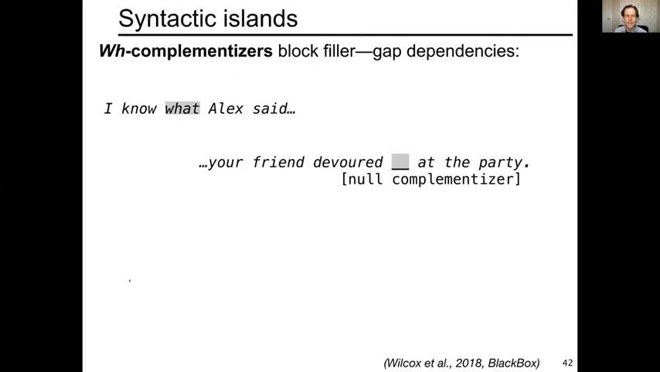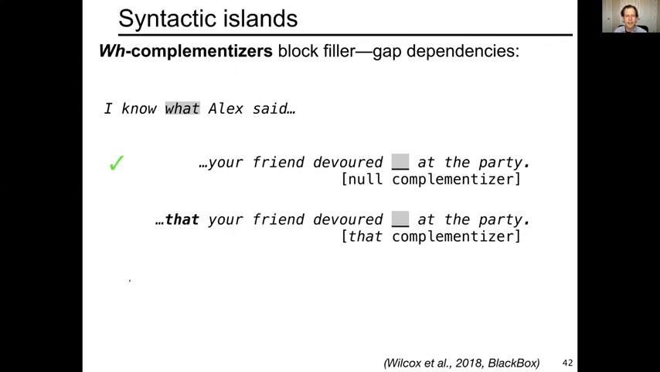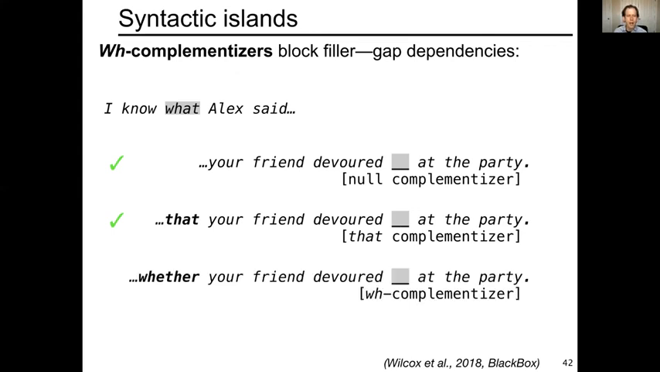It's perfectly fine. This is what we'll call a null complementizer. So there's no that or anything in between said and the lower clause. And so this is a green check mark, perfectly fine. I know what Alex said that your friend devoured at the party, also fine. But now notice what happens when I change that to whether. I know what Alex said whether your friend devoured at the party. Now you can probably, because I'm giving the preceding sentences, understand what that means, but you probably feel that that is weird. And it's weird because whether creates an island. In general, it's hard to have a filler gap dependency that spans from above whether into something that's below whether. And that's one example of islands.